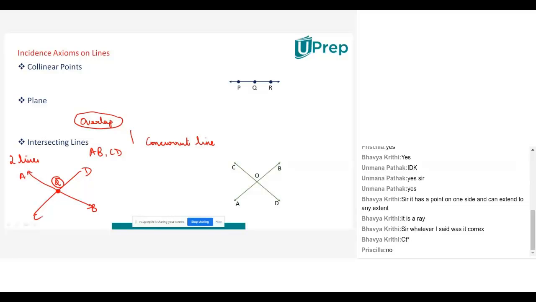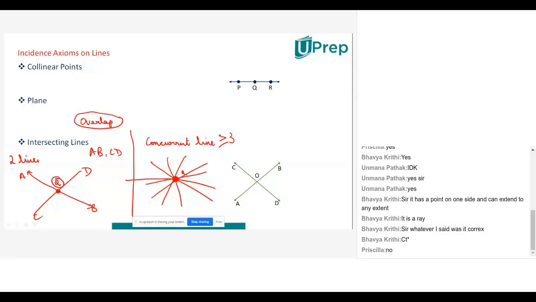Let's understand concurrent, because after which the concept will be clear. I take one line, I take two, I take three, I take four, I take five, I take six. This is the common point. All of you agree? Q. Name the lines whatever you want. A, B, C, D, E, F, whatever. When three or more lines pass through the same point, that is Q, such lines are said to be concurrent. Is the difference very clear?